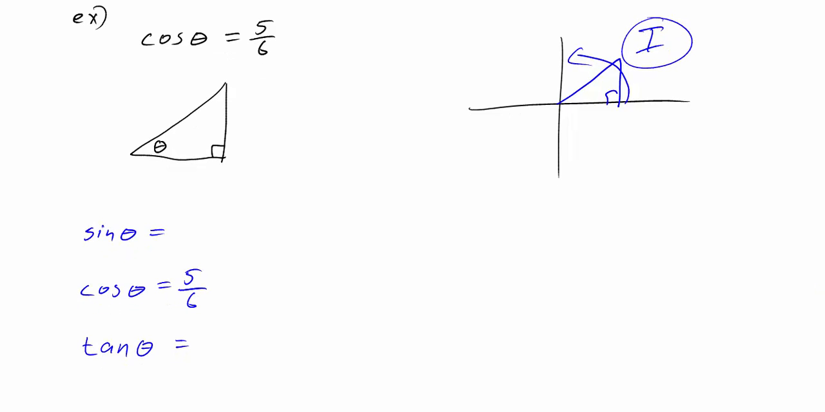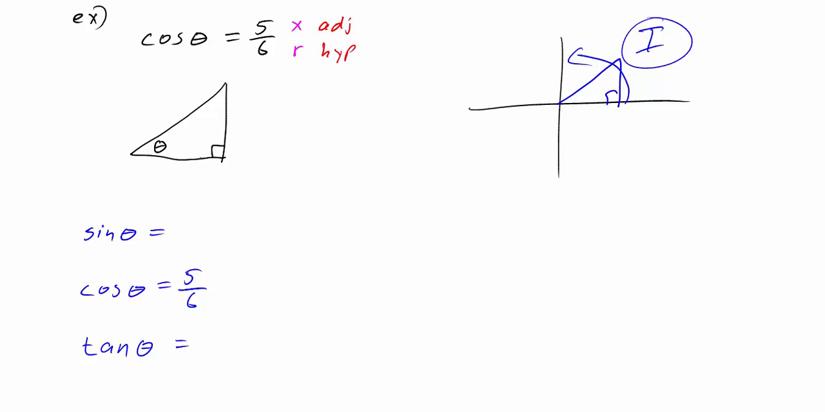But let's see, from this, can we find the sine and the tangent? Well, if we look at the problem, cosine of theta is equal to 5 over 6. And we know that cosine, if you think of SOH CAH TOA, you can think of two different ways. We could think of cosine as x over r, or, like we just talked about with the right triangle, as the adjacent side over the hypotenuse.